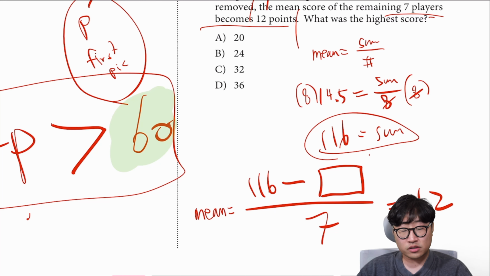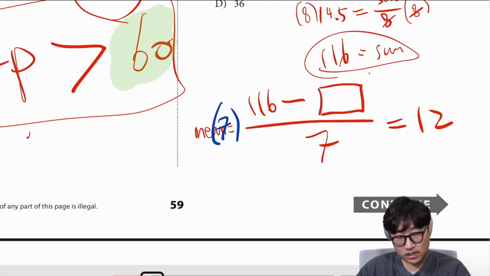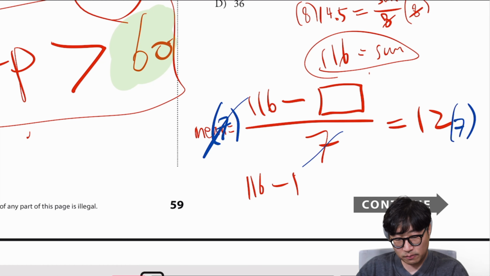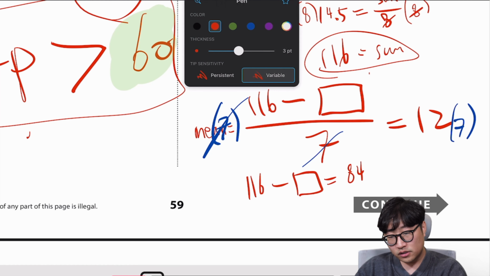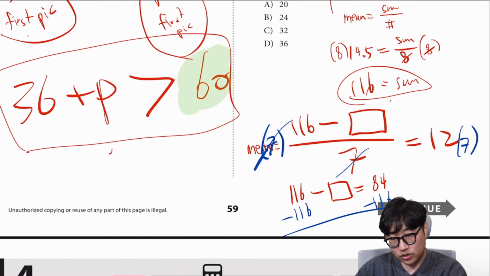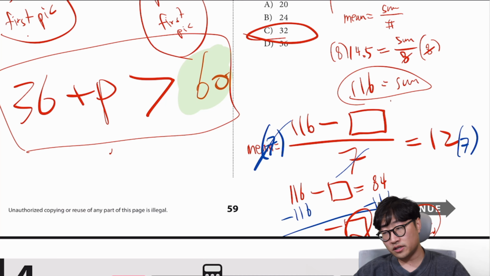So what was the highest score? Easy stuff. Just go ahead and multiply by 7 on both sides to cancel that. And you get 116 minus the box is equal to 84. So just go ahead and subtract 116 on both sides. Take 84 minus 116, and that should be negative box is equal to negative 32. So box better equal just 32. So 32 was probably the point that was held by the best player in the team.